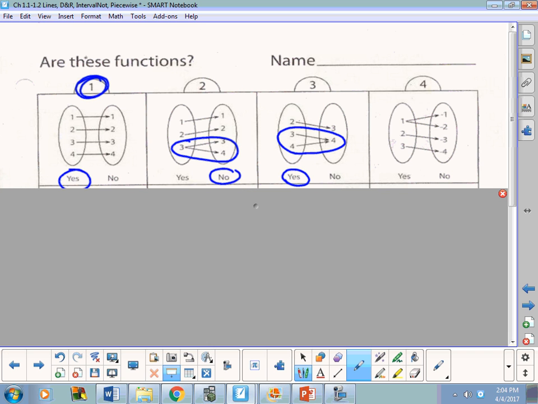Yes, that is a function. Every input on the left gets only one output on the right, so that's okay. And then looking over here, and the last one, the 1 becomes a negative. That's no good, so that's definitely a no.